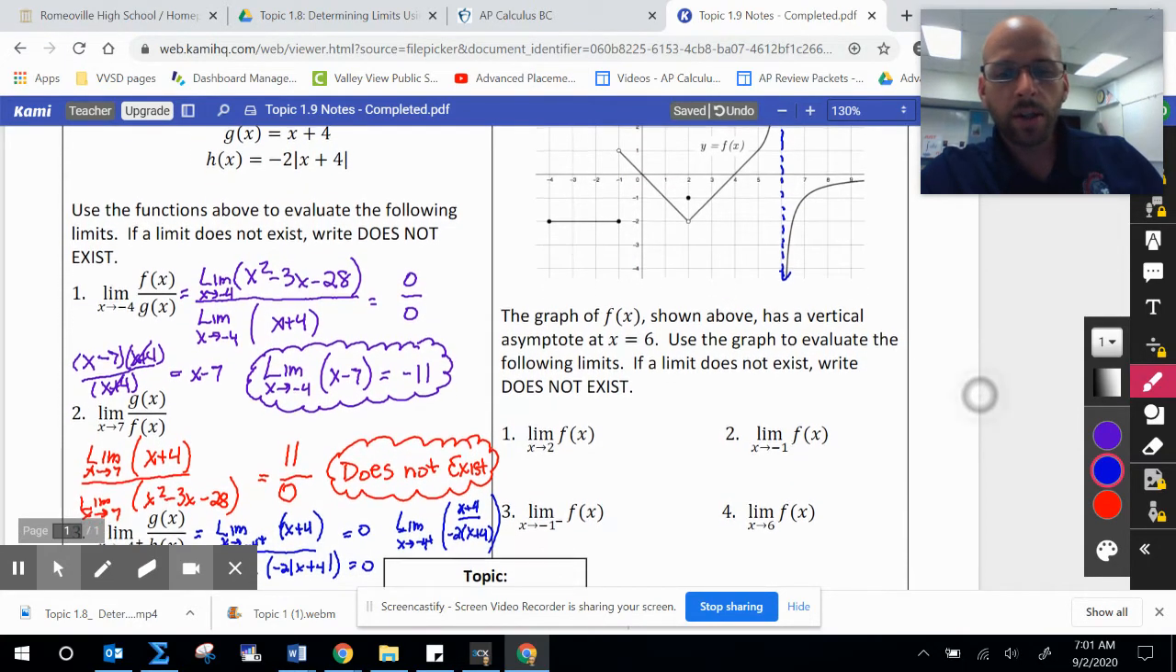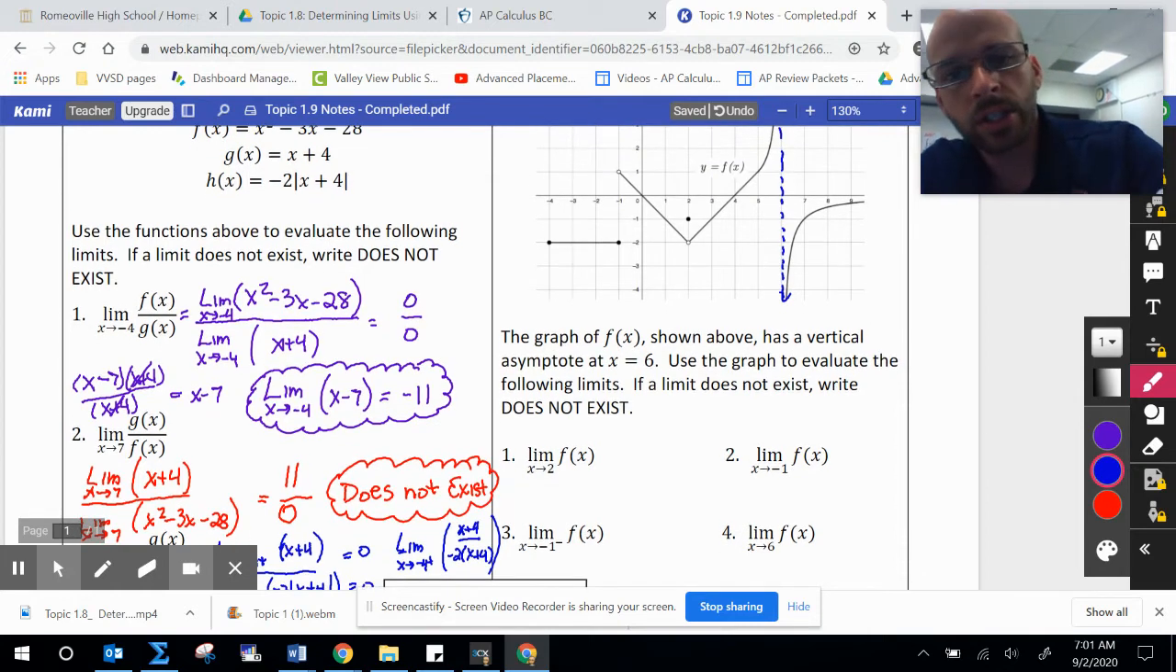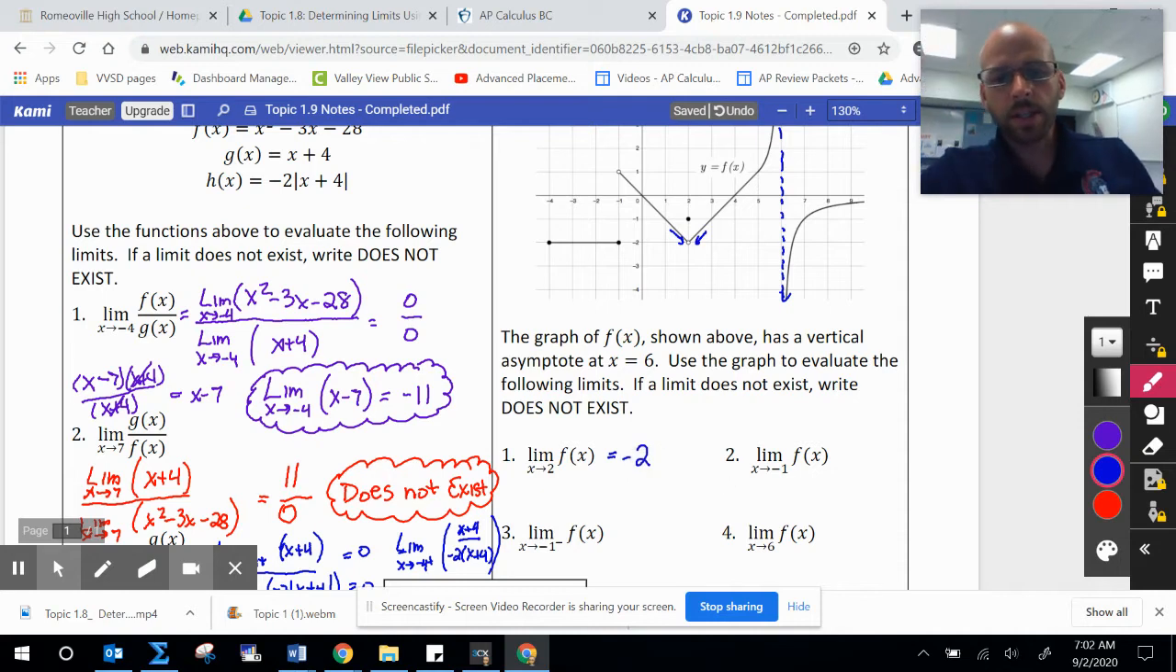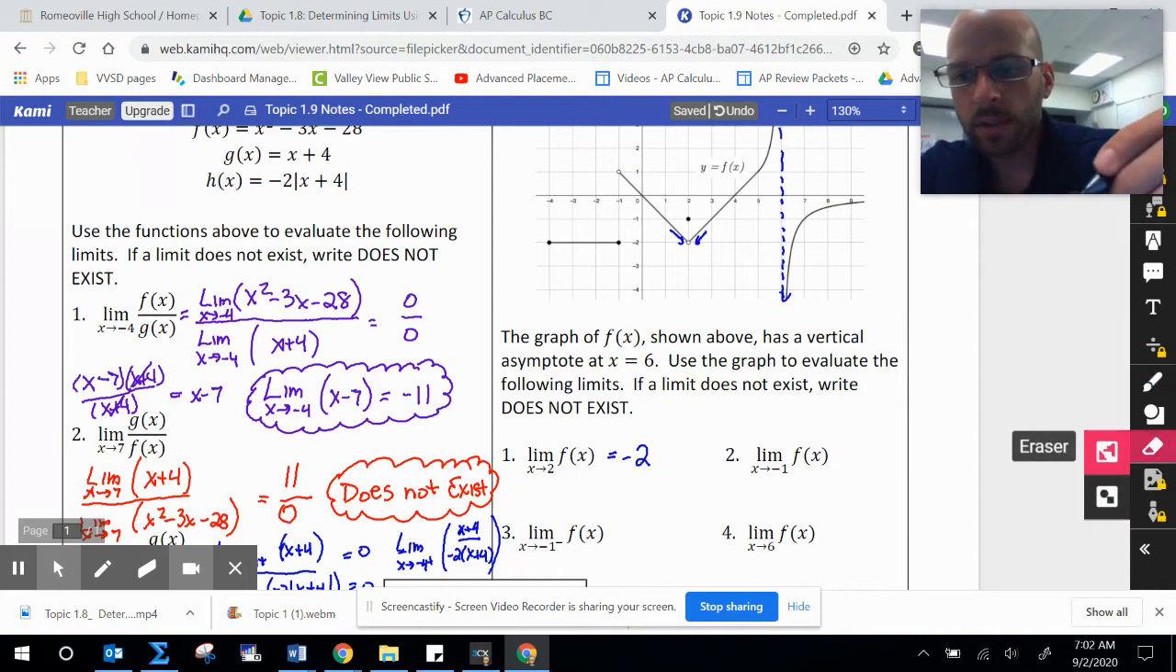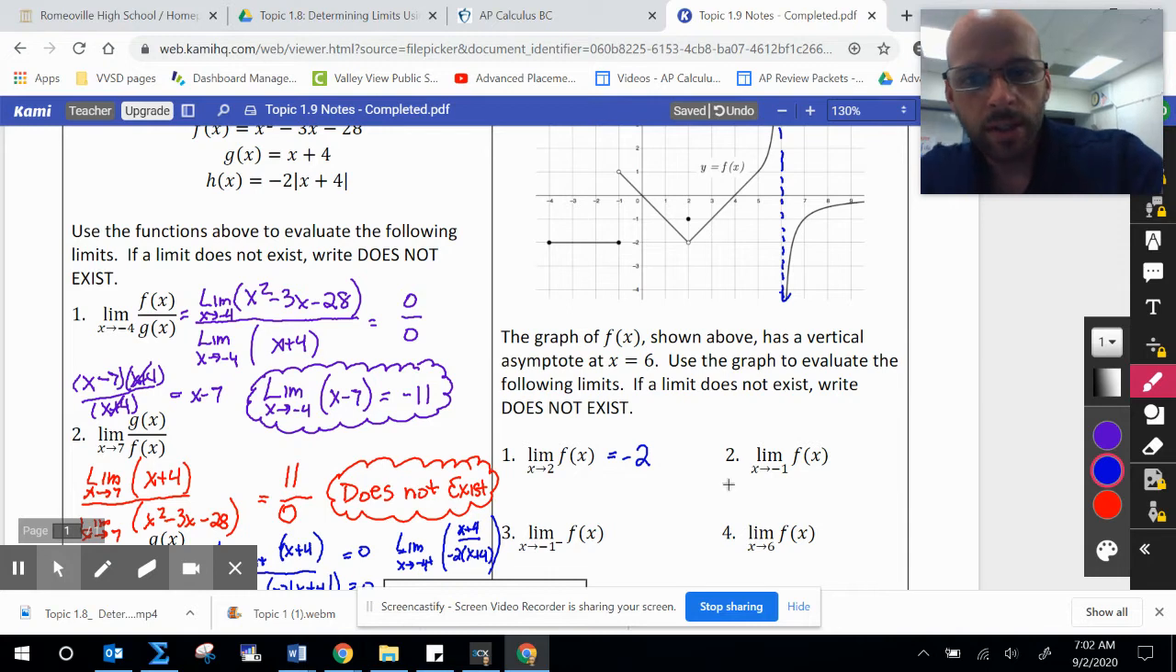Okay. So the limit of f of x as x approaches 2. Now this is a two-sided limit. So if I go from the left and I go from the right, it is going to the same value. So ultimately, I know that limit's going to be -2. For number 2, as x approaches -1, let's erase these little arrows here. As I go to -1 from the left and from the right, those two pieces of my function are not approaching the same value. So this does not exist.